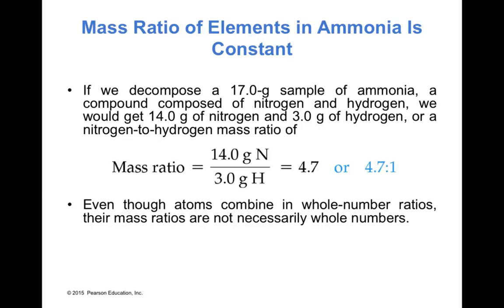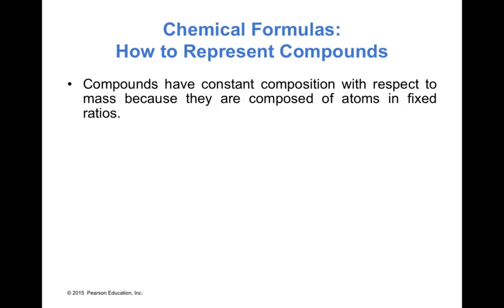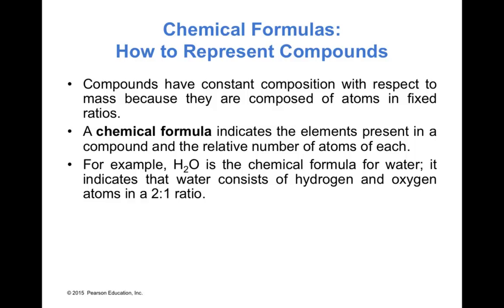So talking about compounds, let's introduce chemical formulas, how we can represent compounds. As we mentioned before, compounds have constant composition with respect to mass because they are composed of atoms in fixed ratios. A chemical formula indicates the elements present in a compound and the relative number of atoms of each. For example, as we have mentioned in this chapter, H2O is the chemical formula for water. It indicates that water consists of hydrogen and oxygen atoms in a 2-to-1 ratio.